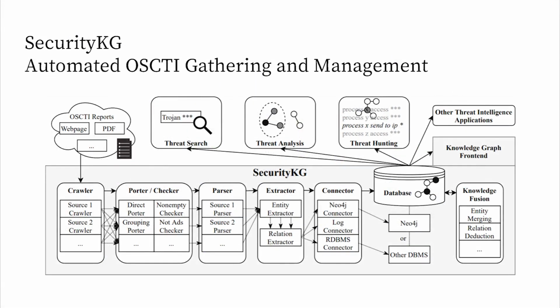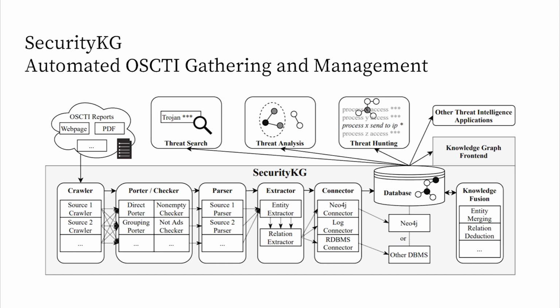Next, we're going to cover the architecture for SecurityKG. So here's a figure for the SecurityKG's architecture. SecurityKG manages the lifecycle of security knowledge in 4 stages: collection, processing, storage, and application. In the collection stage, SecurityKG periodically and incrementally collects OSCTI reports from multiple sources.